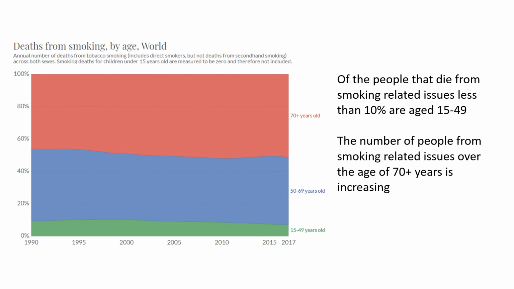What we can also say, if you look at the top bar, is that the number of people with smoking related issues in the age of 70 and above is increasing. And again, that can simply be that people who have been smoking in the 1950s and 60s would now be coming up to 70 years of age, and as a consequence there would be an increase in the population of 70-year-olds, and therefore if most of them smoke, it would impact on the deaths from smoking.